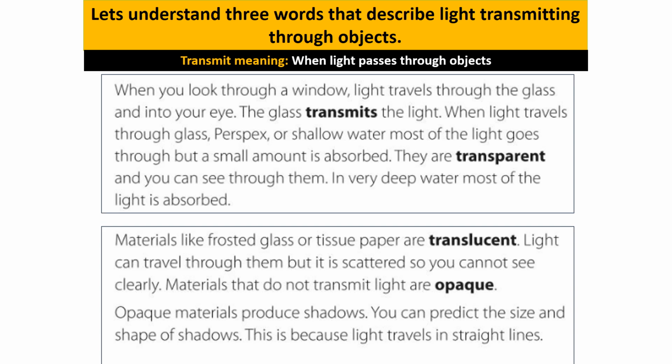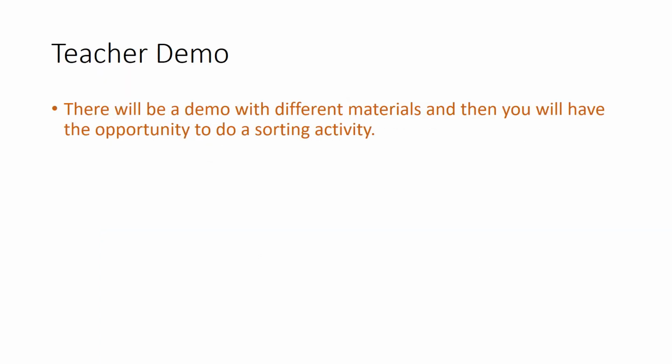And then the last category of objects is objects that are opaque. These are materials that do not transmit light at all. Opaque materials can produce shadows. So you can predict the size and shape of the shadow because the light travels in a straight line. So have a go and put your hand up to the light and then look at your shadow.